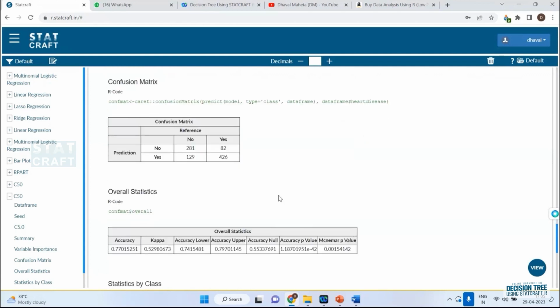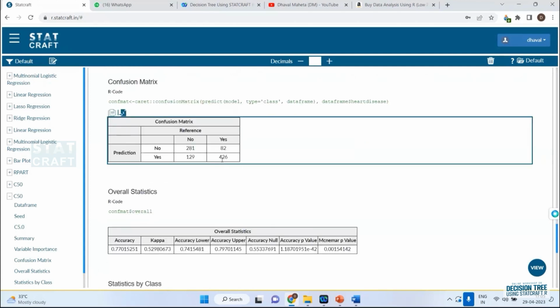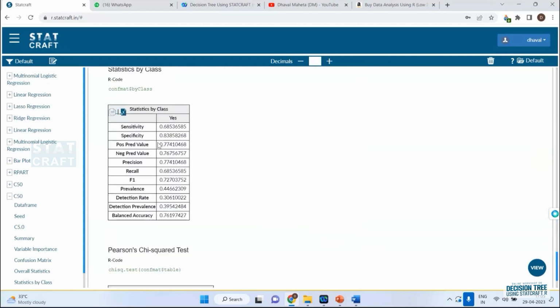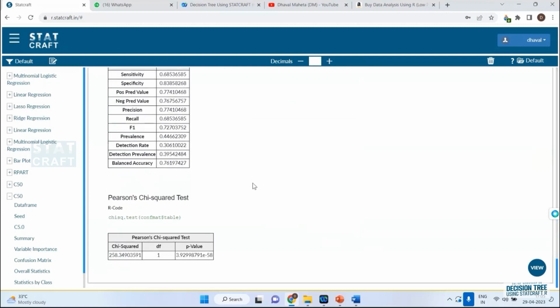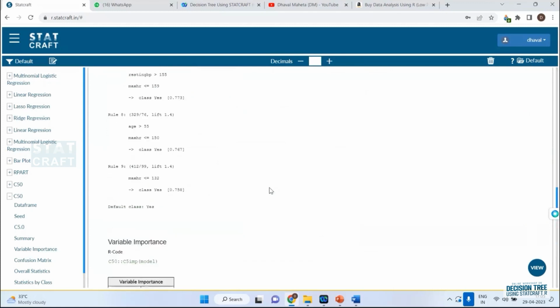Is it more than the previous algorithm? 281 plus 426. Is it more than the previous algorithm? So it means that this algorithm is having a better prediction power than the previous one. Do you agree? Yes, we agree. Similarly, we are having sensitivity, specificity, that everything is there.